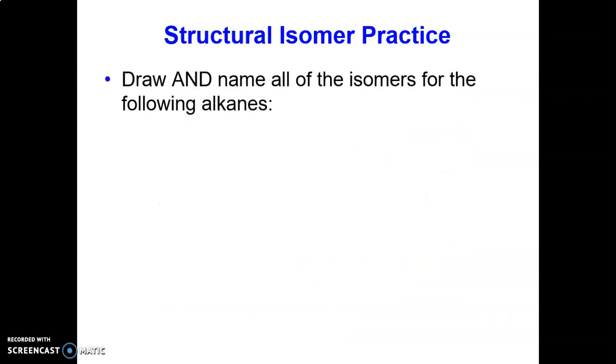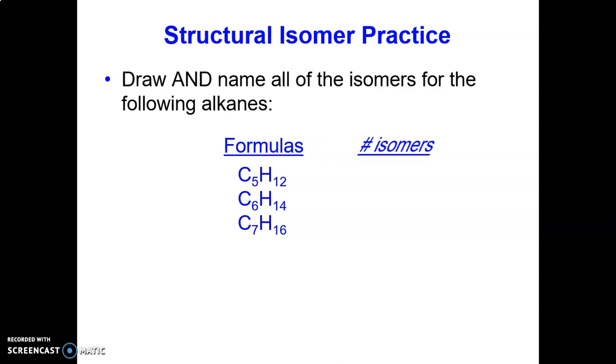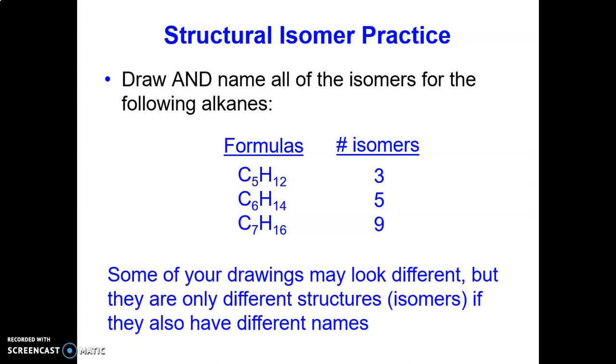So the easiest way to do this is just to jump right in. We're going to start with some simple ones with a certain number of carbons, like C5H12. And to make it easy, I'm going to go ahead and tell you the number of possible isomers that you can draw. Now, the key as you're doing this is to be organized and systematic. If you just jump in and start trying to randomly draw stuff, you will inevitably draw things that are the same. They may look different, but they have to have different names in order to be different structures.